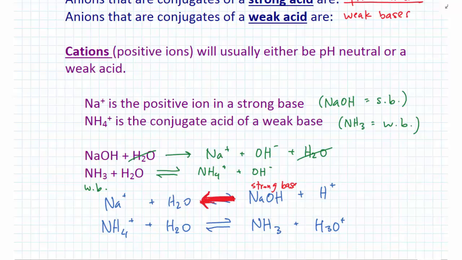So the key here is if we have some ion, and if when it reacts with water, it makes a strong base or a strong acid, then that can't happen. It'll be the reverse reaction. Okay? Strong bases and strong acids are not good products. They're reactants in acid-base reactions. Okay? We don't make them. As soon as we make sodium hydroxide, it would immediately react with that H plus, and we'd go back that way. Okay?